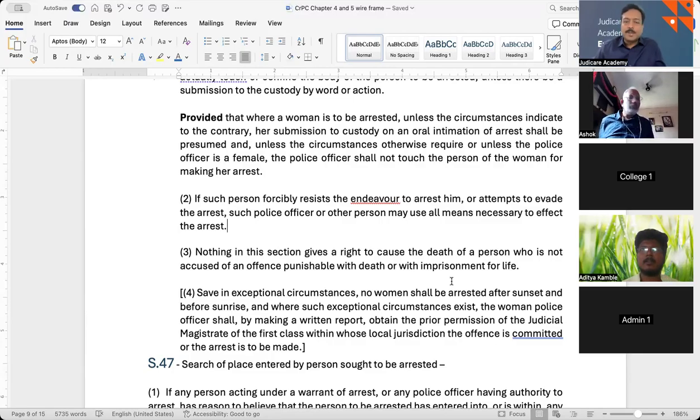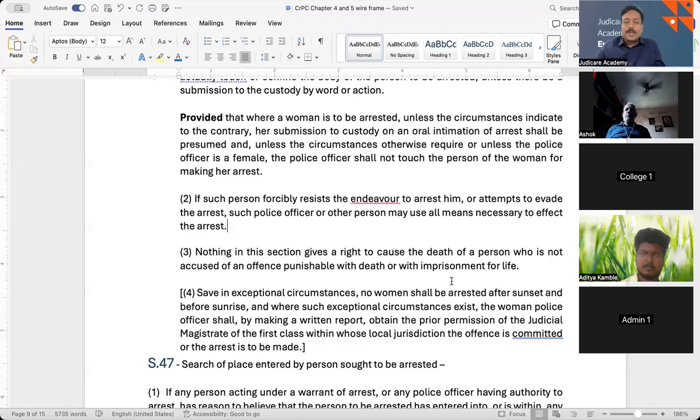Number 4, save in exceptional circumstances, no women shall be arrested after sunset and before sunrise. I think everybody knows this. And where such exceptional circumstances exist, the woman police officer shall, by making a written report, obtain prior permission of the judicial magistrate of the first class, within whose local jurisdiction the offense is committed or the arrest is to be made.